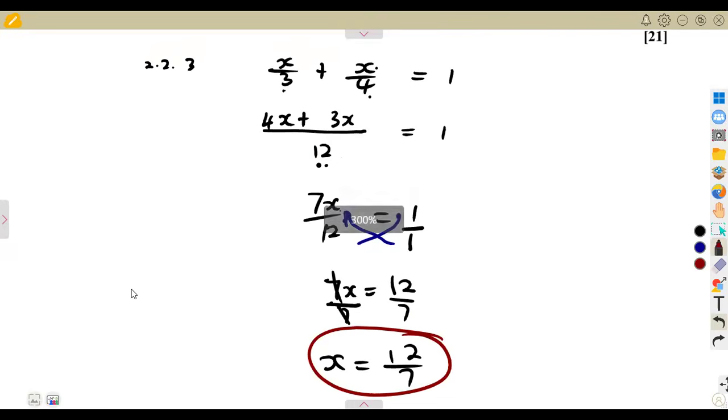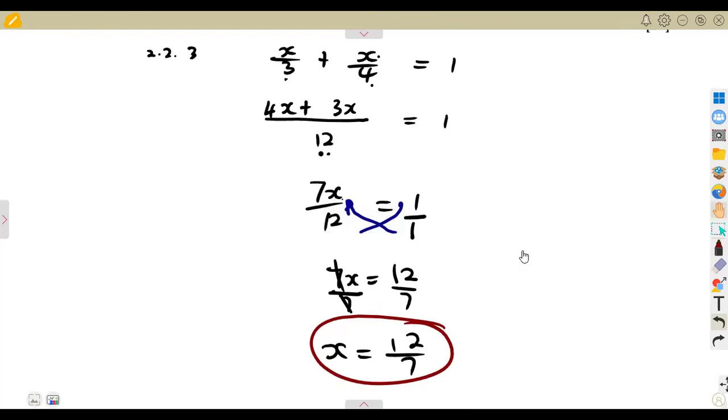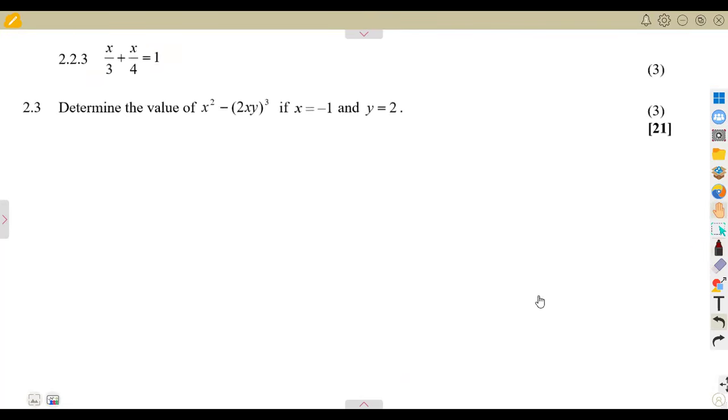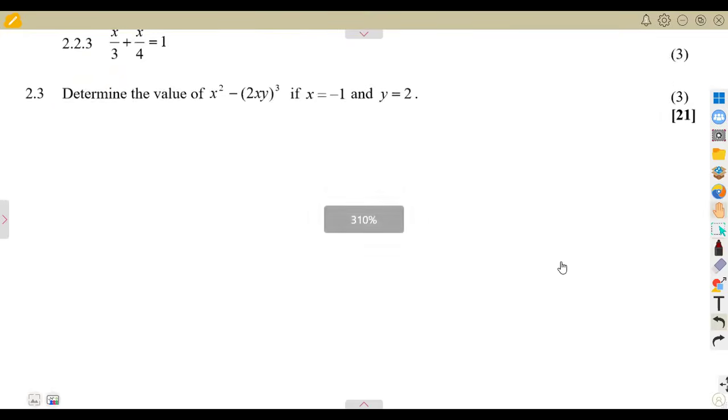So whenever you are to solve an equation, to solve means you are to determine the exact value of the unknown. What is the value of x? And you can prove that by substituting the value of x that you have into the equation. So you just have to be careful on that one, like I said before.